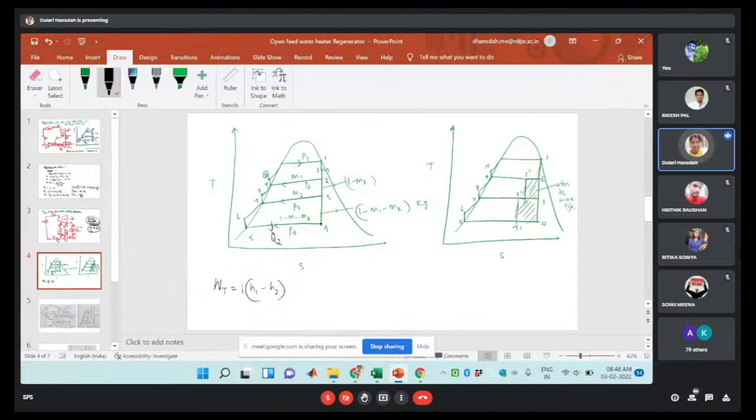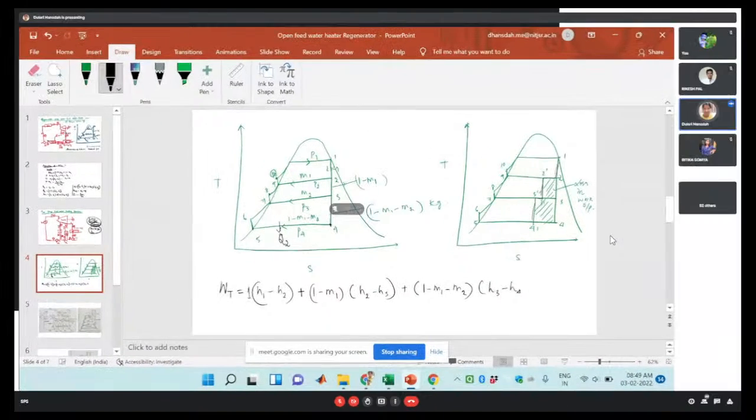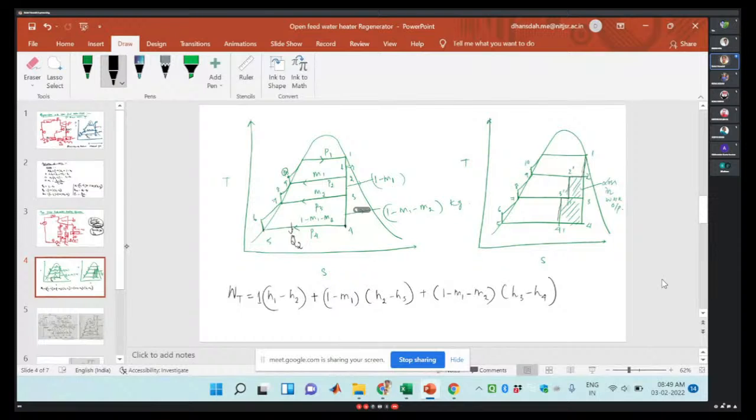Okay, so here I will multiply by 1, then plus the 2 to 3 expansion process, where the fluid utilized is 1 minus M1, into H2 minus H3, right? Similarly, the expansion will be H3 minus H4. In this case the amount of fluid utilized is 1 minus M1 minus M2, into H3 minus H4, right? So this is your turbine work.